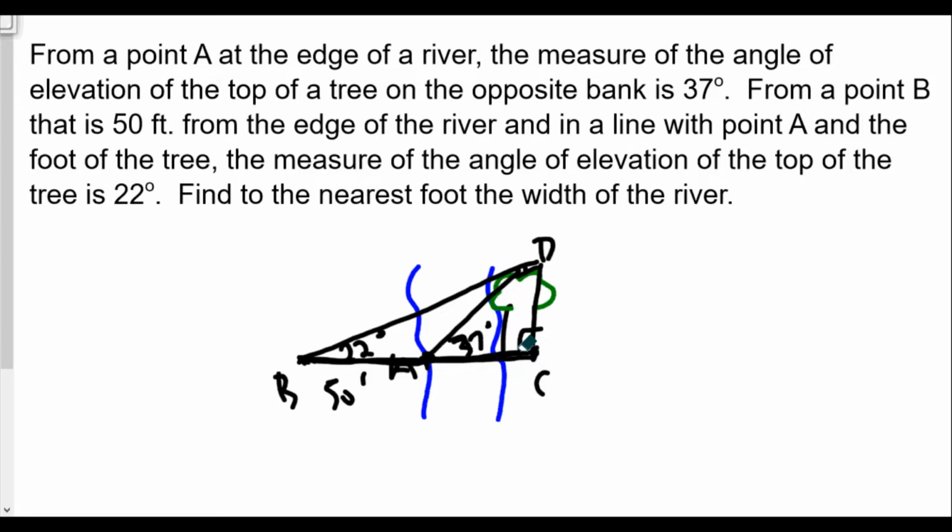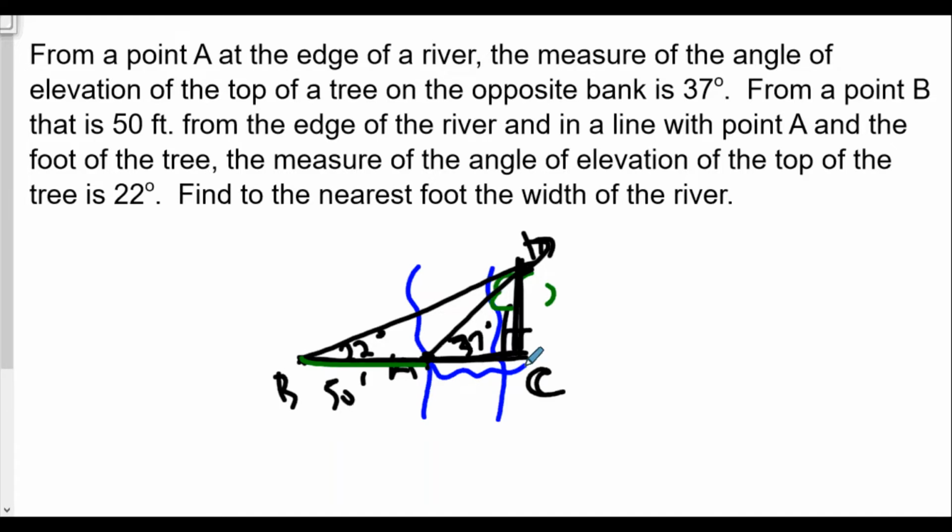So the width of the river is really going to be, well, I should move this DC part a little further down, so let me just erase that piece. Okay, here. So C and D. We only know that this measurement here is going to be 50. We want to figure out what this measurement here is.